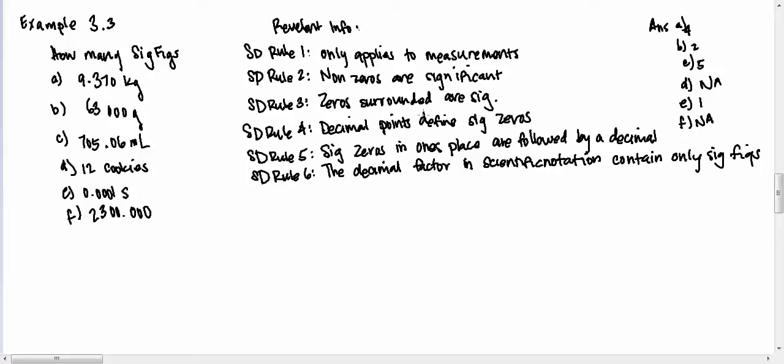In fact, to be honest with you, scientific notation is the best way to deal with significant figures. I'll show you the point of scientific notation and its usefulness in these examples. So not only am I going to identify how many significant figures are in each of these numbers, but I'm also going to write them in scientific notation because I think that would be very helpful.